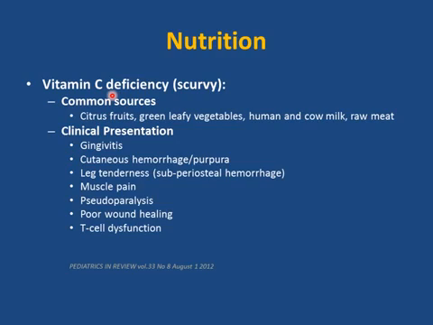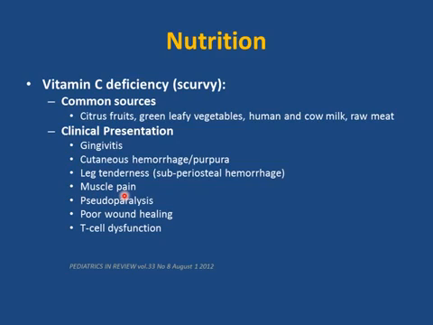Vitamin C deficiency. Know that vitamin C is very important for collagen synthesis, connective tissue integrity, and also plays a role in iron absorption. Common sources of vitamin C: fruits and vegetables, human and cow milk. The classic presentation is gingivitis, like bleeding gums, cutaneous hemorrhage and purpura, leg tenderness. And this explains why the girl in the previous case was lying in a frog-legged position, because of subperiosteal hemorrhage. Know this combination between vitamin C and subperiosteal hemorrhage.